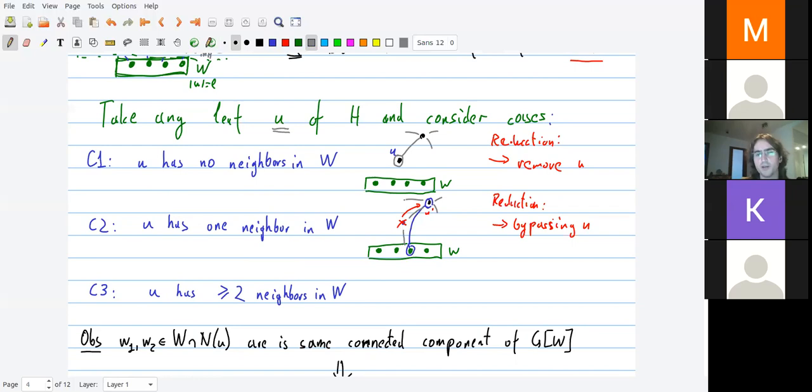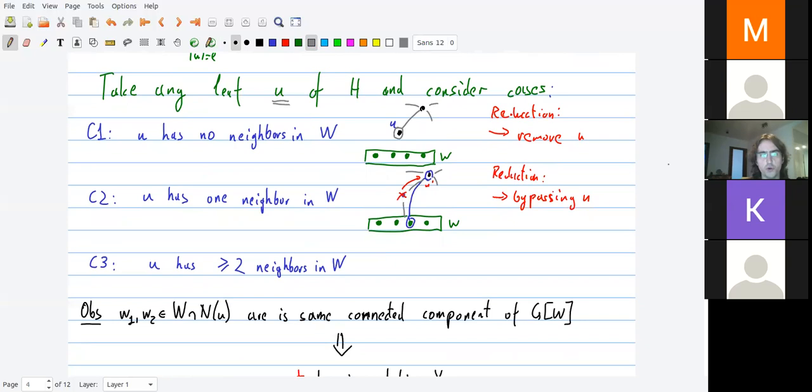Good. Do you see these reductions of bypassing and removing? Or are there any questions at this point? Plus ones. Please push plus ones if you follow. Good. I've seen some plus ones, so let's continue.